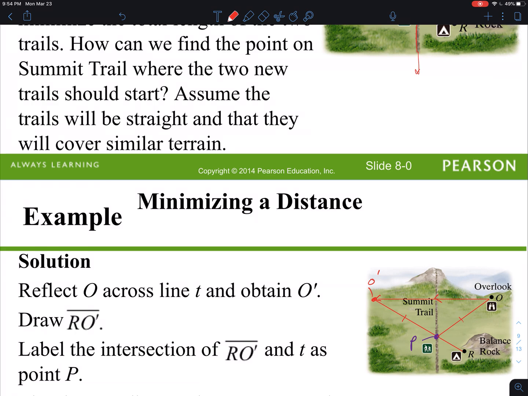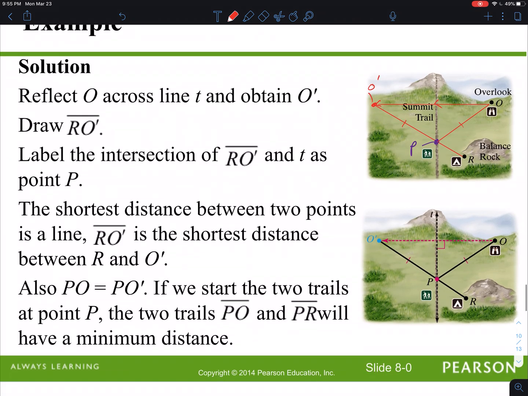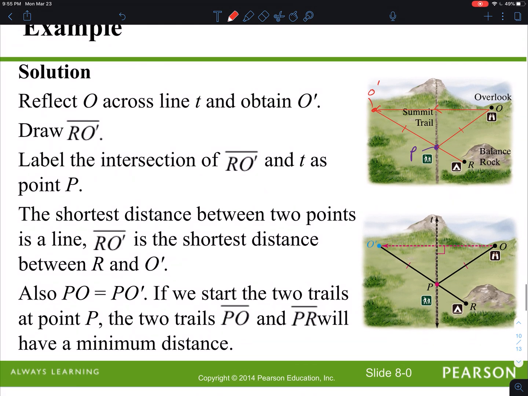Therefore, we have shown that the shortest distance is going to be PO to get to the overlook, and RO prime to get to the other one. Or sorry, P to R to get to the other one. So the shortest distance between the two points is a segment, in this case RO prime, the shortest distance between R and O prime.